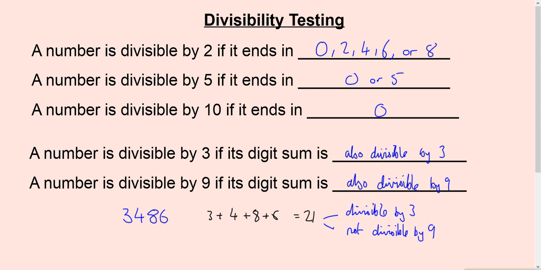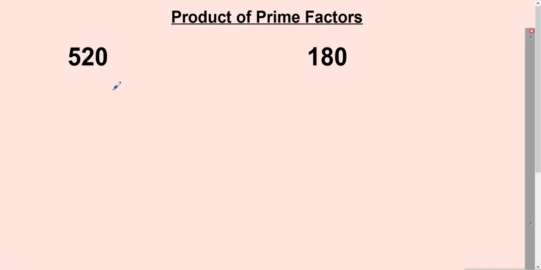Now, that's helpful when we look at product of prime factors. So 520, we know that can be divided by 10 because it ends in a 0. So we put 10 there, and then it's 10 times 52. 10 can be divided by 2, and then that gives us 5. 10 divided by 2 is 5. 2 is prime, 5 is prime, we circle them.